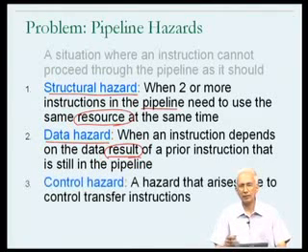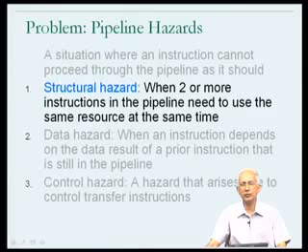Now, the last kind of hazardous situation that I'm going to talk about is something called the control hazard. And as the name suggests, this is a kind of hazardous situation that arises due to control transfer instructions. And we'll see each of these in a few slides in the discussion to follow.